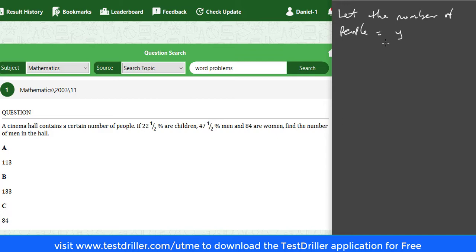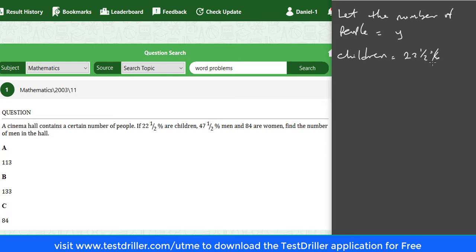But let's ask, how many children do we have? For the children, the question says we have 22.5% of what? Whenever you hear the word percent, it's a percentage of something. But now, what is that something? That something is the number of people in the hall.